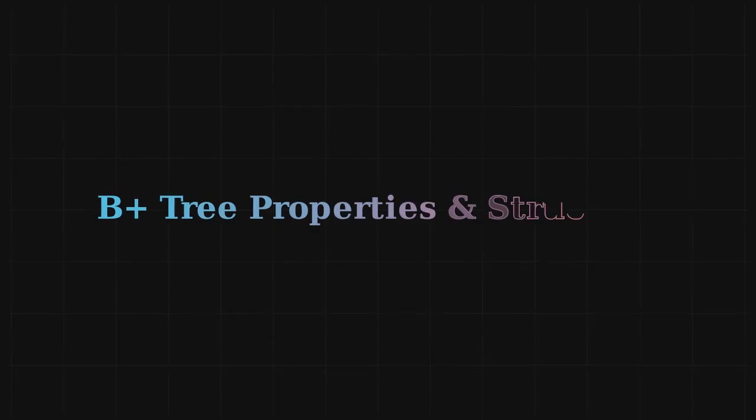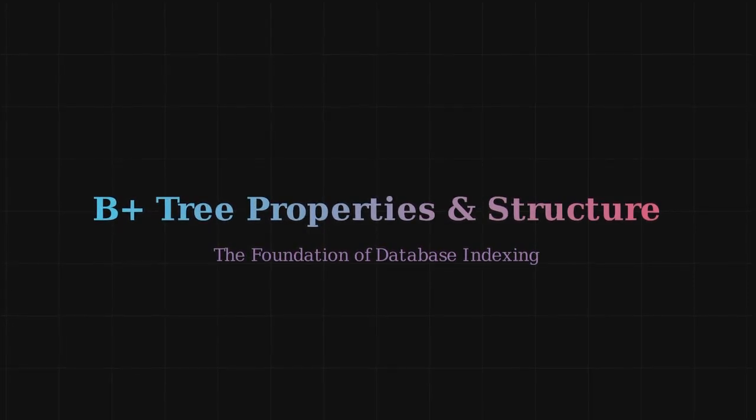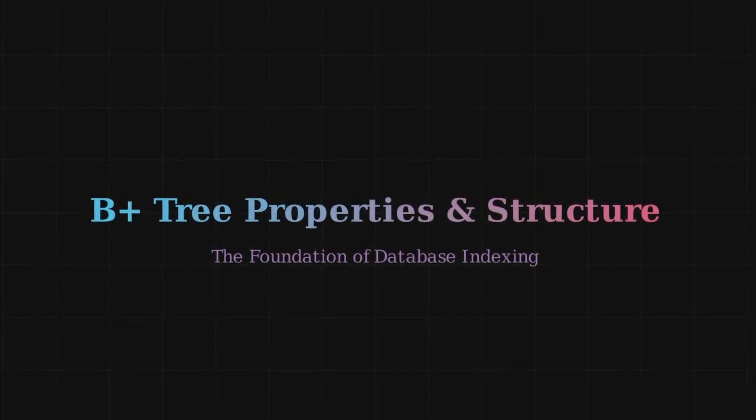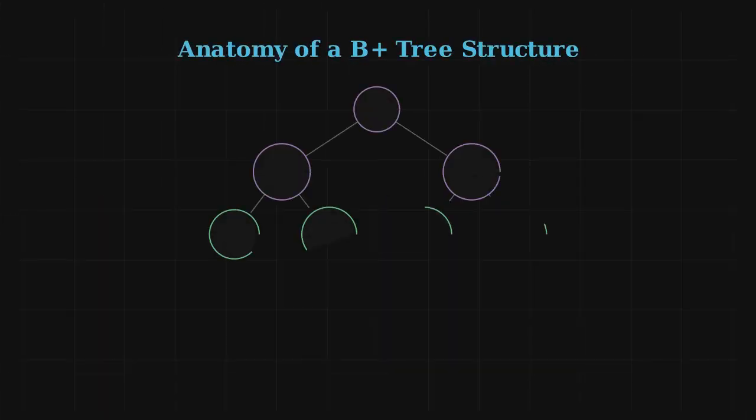In database systems, index design is critical. The B+ tree is the gold standard for disk-based storage, optimized for fast searches, insertions, and range queries. Unlike standard search trees, a B+ tree separates routing from data.